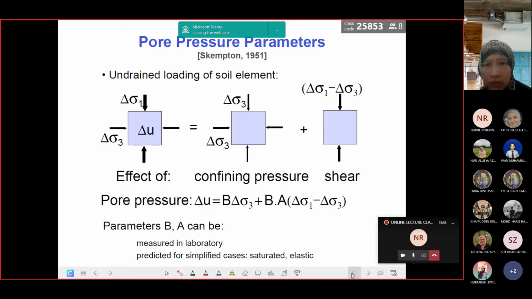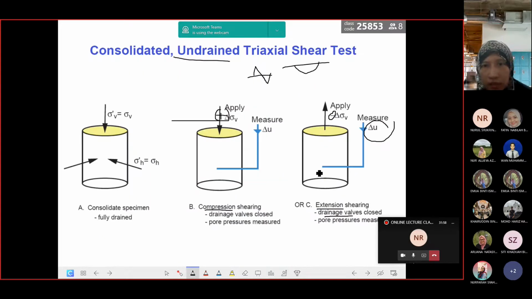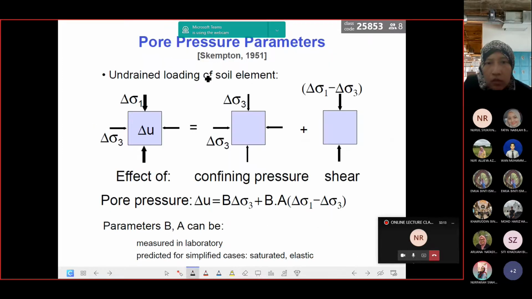Okay, if you look at just now, I considered undrained as a test. Meaning it has two stages involved: consolidation as the first stage, then the second stage is shearing. So what happens here is that we can obtain the pore water pressure parameter. Pore water pressure is a parameter produced by Skempton when you want to see the effect of the water. So we want to see the effect of confining pressure, and how it behaves during shearing.